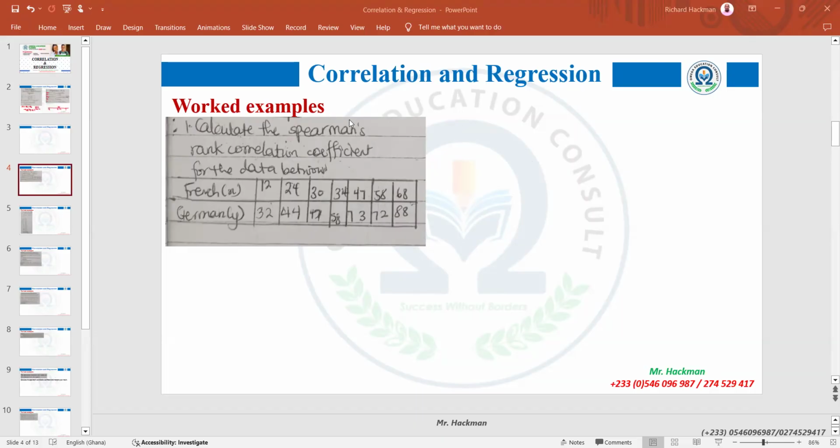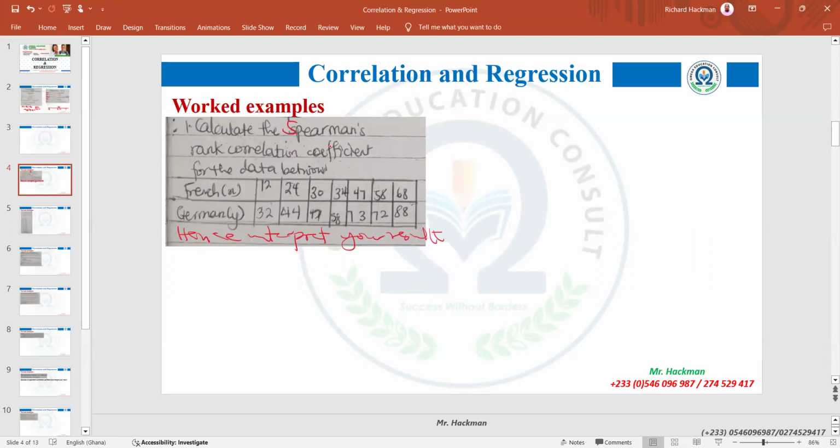Okay, so now let's see. Here, this is all that you are going to do. We are asked to calculate the Spearman's rank correlation coefficient for the data below. Usually Spearman's is supposed to be a capital letter, because it's the name of a person. You calculate and you'll be asked to interpret your result. So let me add: hence, interpret your result. Okay, so take note of that.